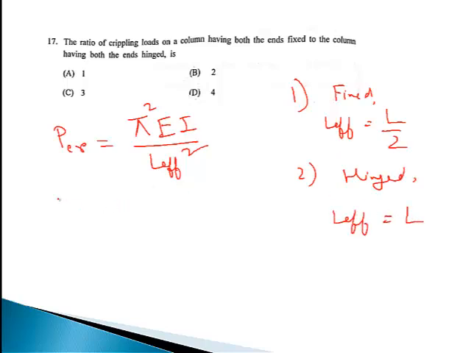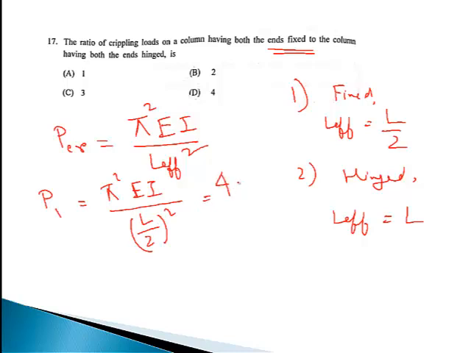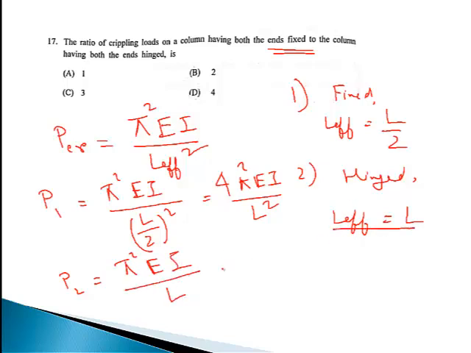So if you put it for the first one, it's pi square EI by L by 2 whole square, which is 4 pi square EI by L square. Second will be the same L, so it's L square. So if you find P1 by P2, the ratio you will get is 4. So this is the answer. Okay, simple.